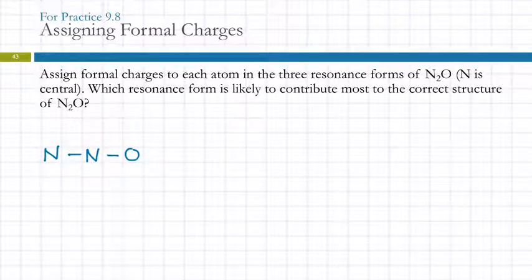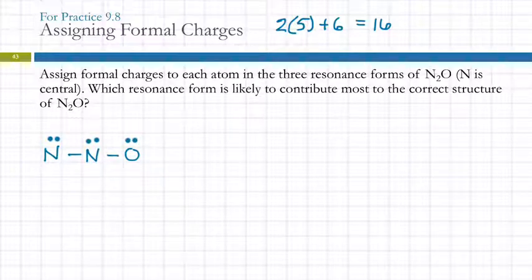So valence electrons, each nitrogen has 5. So we've got 2 times 5, and the oxygen has 6. So I believe that's 16. So let's put those guys around. We've got 4 in there already. 6, 8, 10, 12, 14, 16.